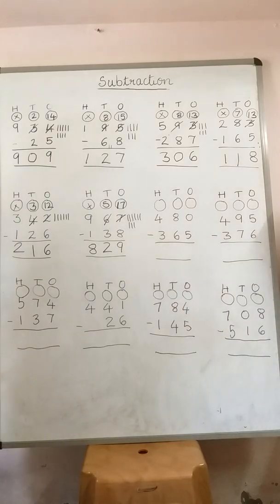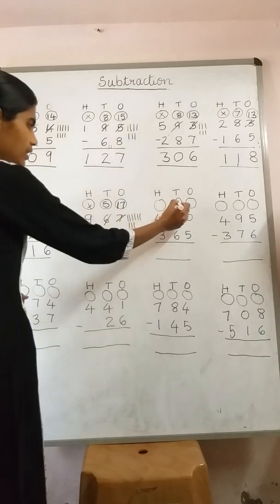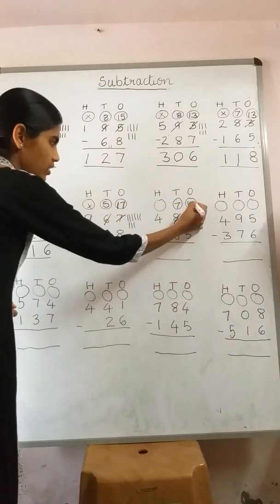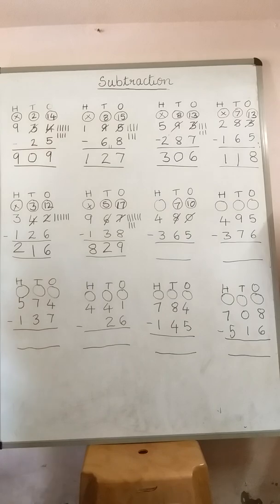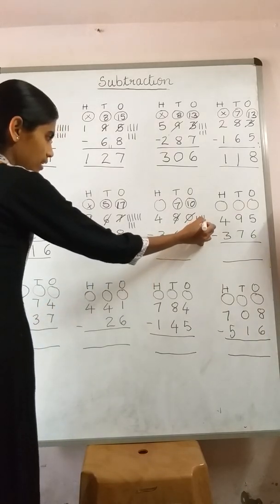480 minus 365. So it's not possible to take out 5 lines from 0, yes or no? Let's do our borrowing method. That is, strike out, write here the before number, and borrow 1. Strike out 0 and write here. The number has changed to 10. Then 5, after it say 6, 7, 8, 9, 10.